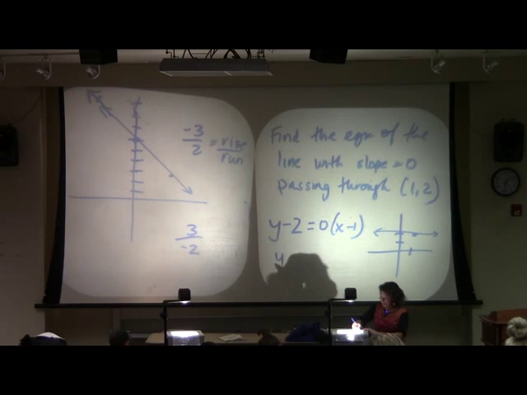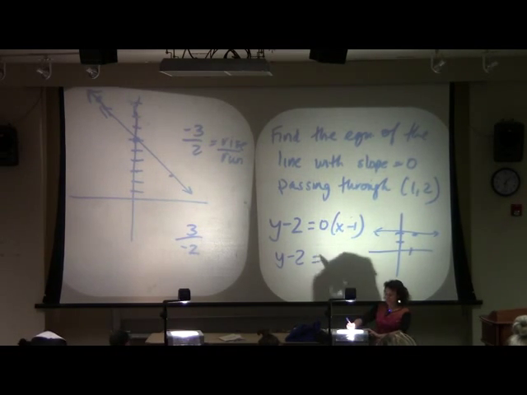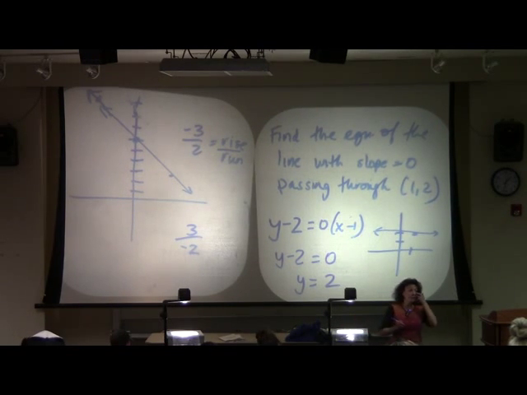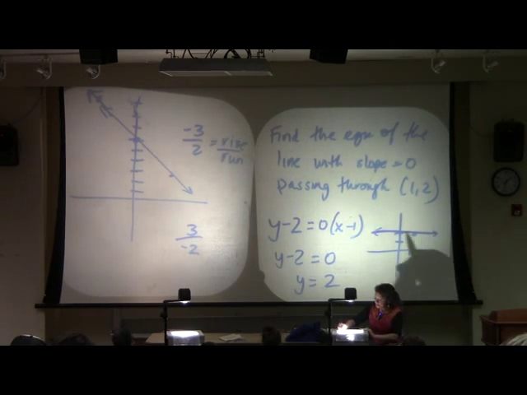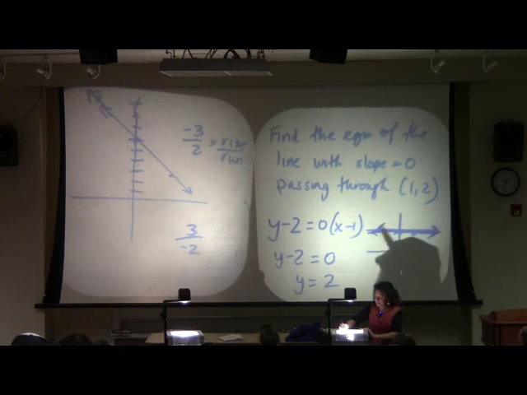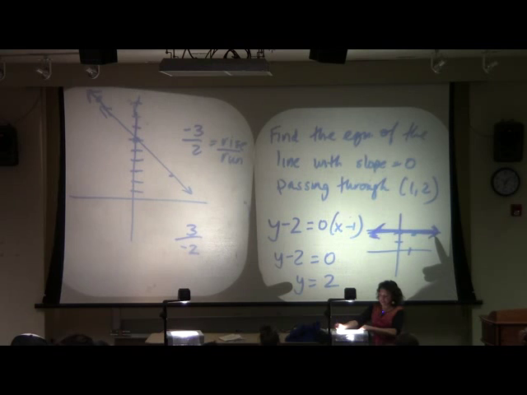Great. What do I get on my right side when I distribute my 0? 0. So what's the equation of my line? y equals 2. Isn't that a funny equation? Yeah, but it actually makes a lot of sense. Let's just look at our line. Our x values are changing like crazy, but isn't y constantly 2 here?